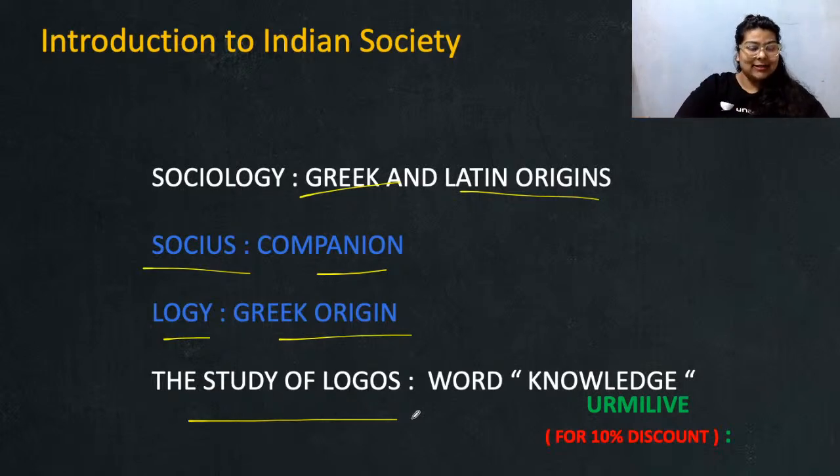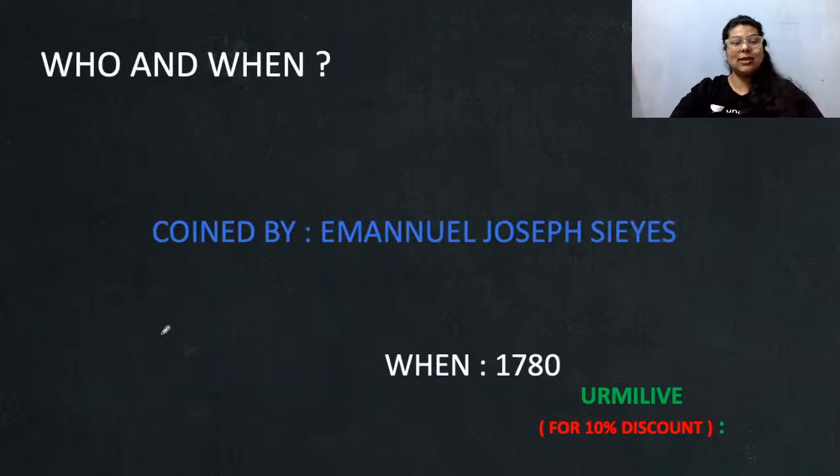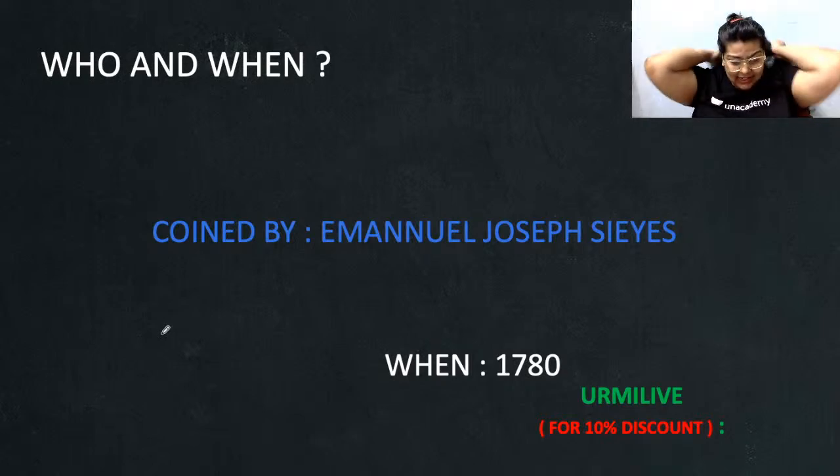Socius and logy. This can be a one pointer. Okay, so make sure that you know this is an important thing, as in the basics which you need to know about sociology. And it is in the first chapter too. Okay, who and when? It was coined by Emmanuel Joseph Sieyès. When? In 1780.